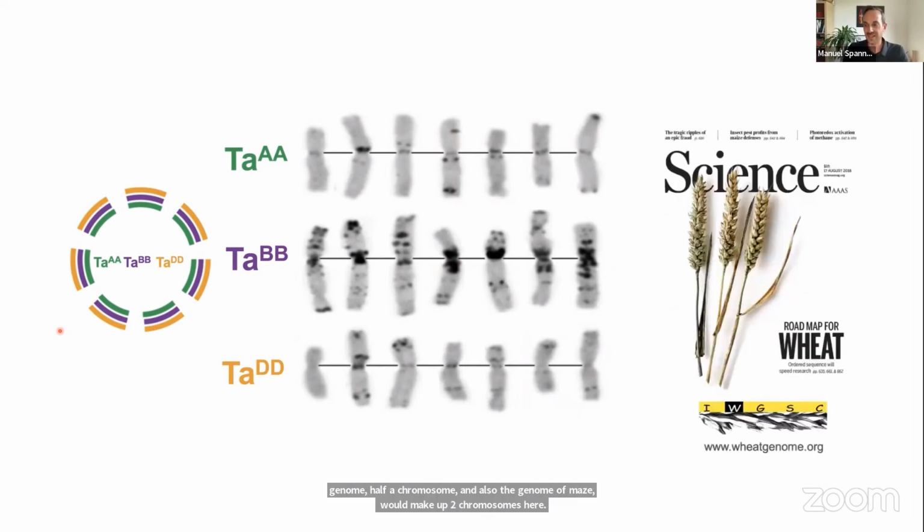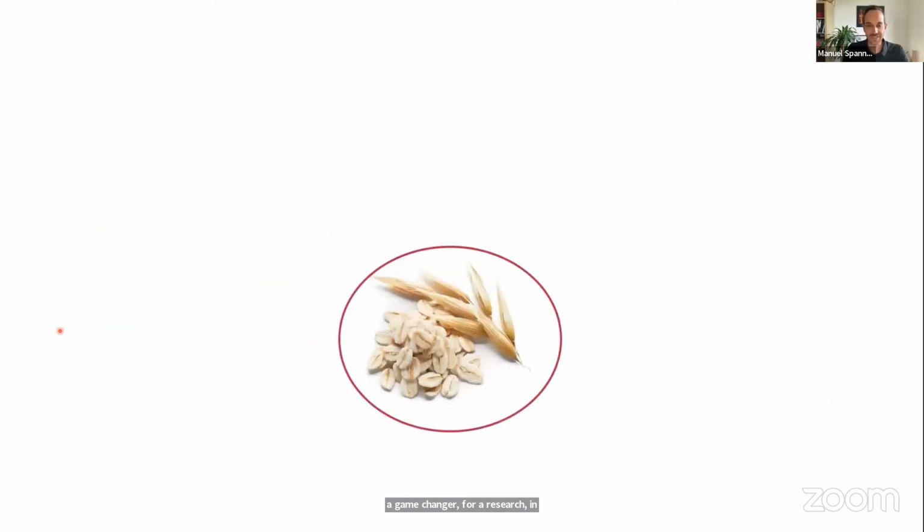Nevertheless, in 2018, the International Wheat Genome Sequencing Consortium succeeded in reporting a fully annotated and ordered genome sequence of bread wheat. That was a starting point, and really a game changer for research in bread wheat. I will talk a little more about wheat in the second part of my talk, but now I want to switch to another crop, which is really special, and I will tell you why.